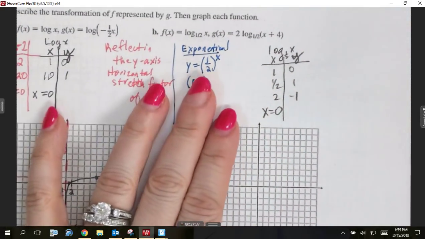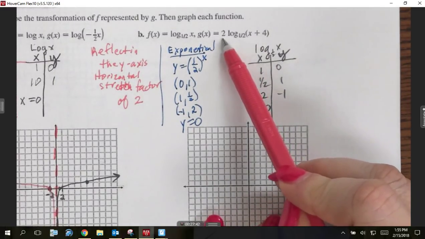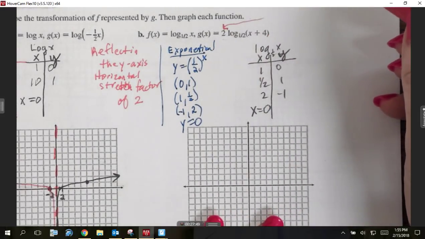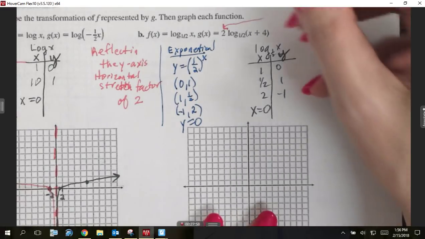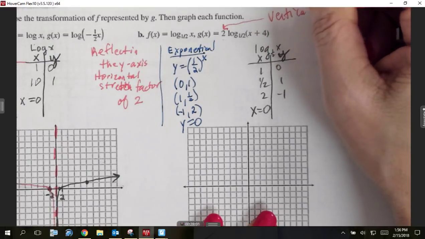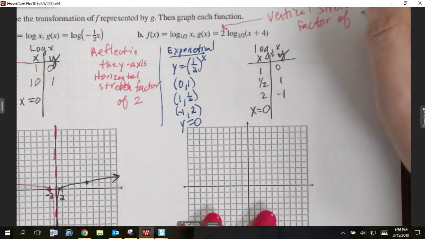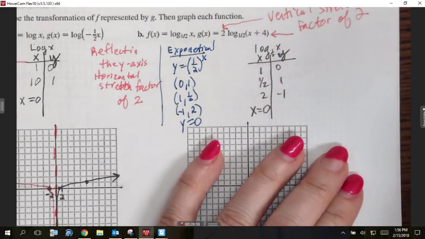What transformations do we have? What's the 2 tell us? Is it in the parentheses with the log, or is it outside? It's outside, so that's vertical. Vertical what? Stretch. Factor of 2. And what's the plus 4? Inside of the parentheses tells us.